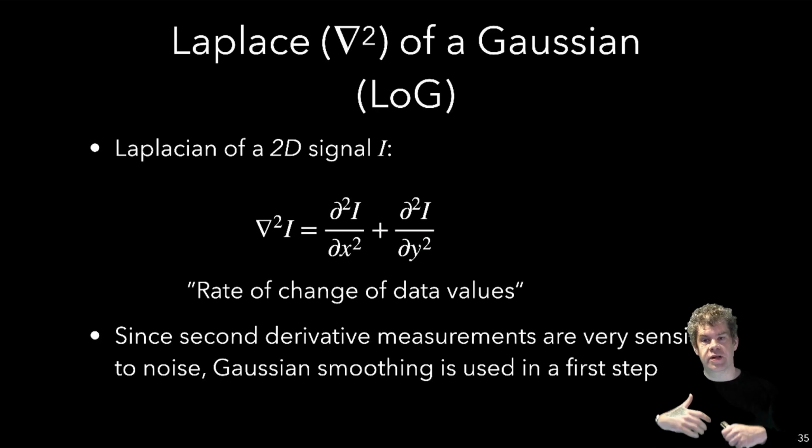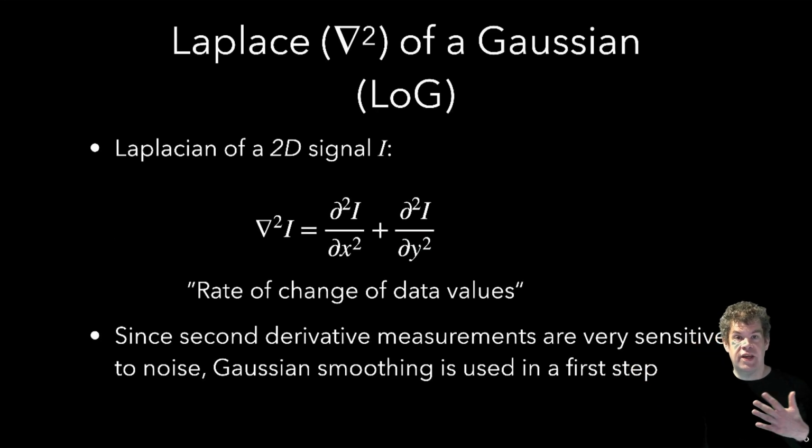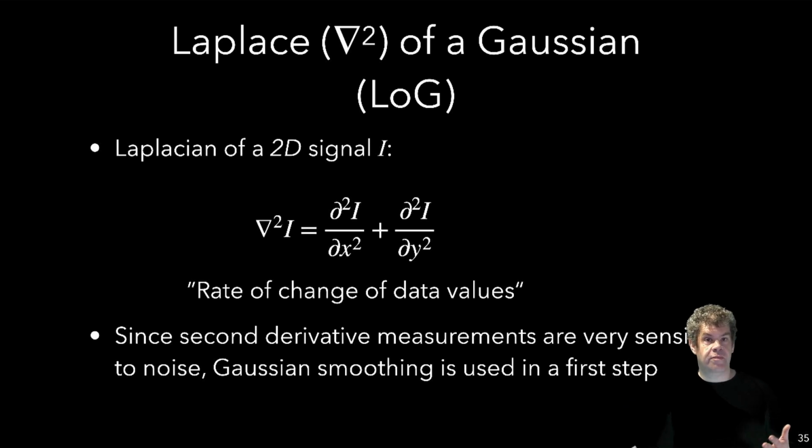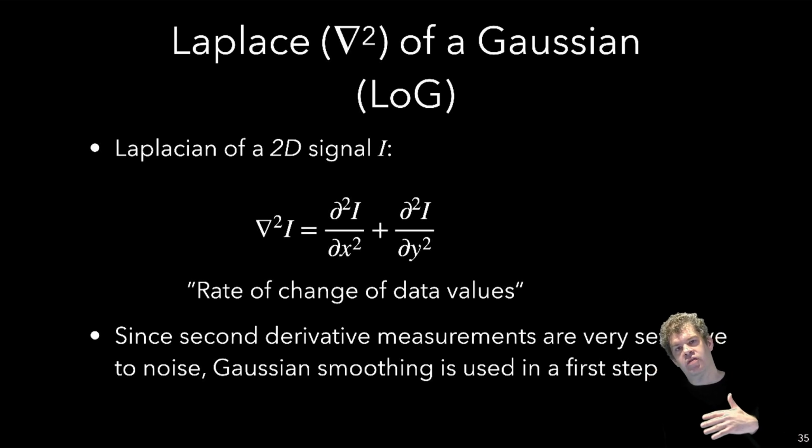Another prominent one, very basic, very simple edge detection operator, is the Laplace of a Gaussian, or LoG. It's not the logarithm, it's spelled a little bit different with upper and lower case, but it's Laplace of a Gaussian. And the idea here is not to look at the first derivative, as we did with the Canny edge detector, but to look at the second derivative.